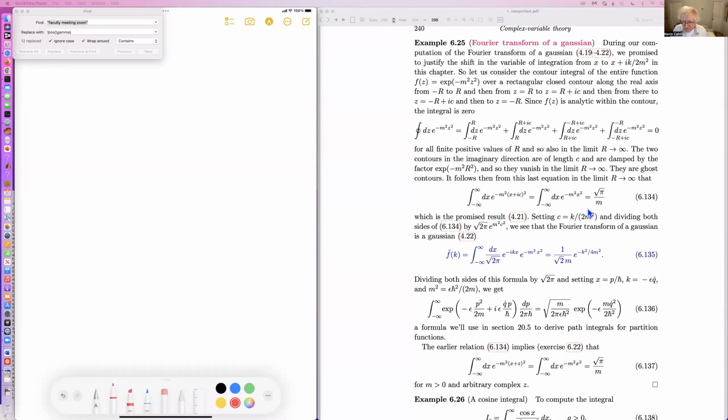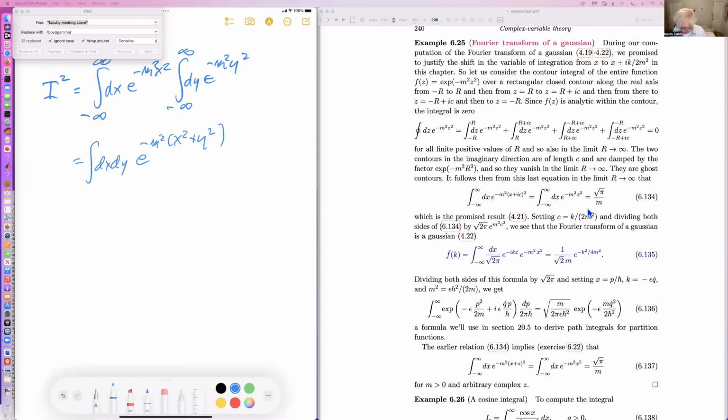The integral we want, well, let me stop using red. I think that's a little bit alarming. The square of the integral we want would be the integral dx e to the minus m squared x squared, times the integral dy e to the minus m squared y squared. So this is just an integral over the whole complex plane. And we can rewrite that as an integral dx dy e to the minus m squared (x squared plus y squared). That's over the whole plane.